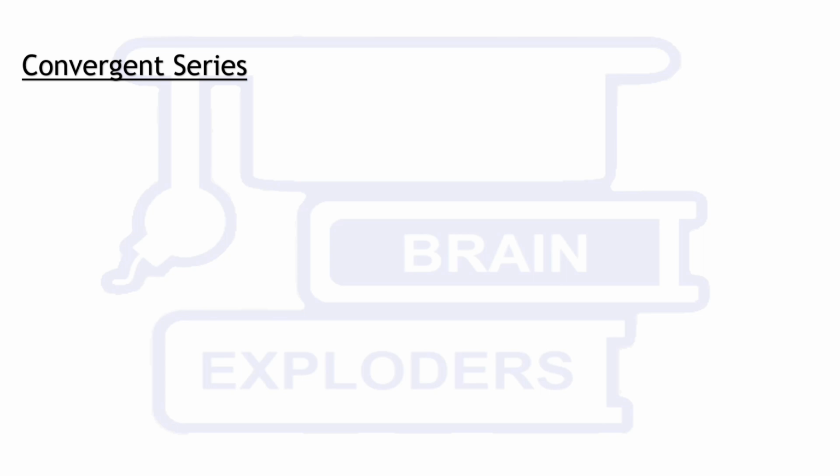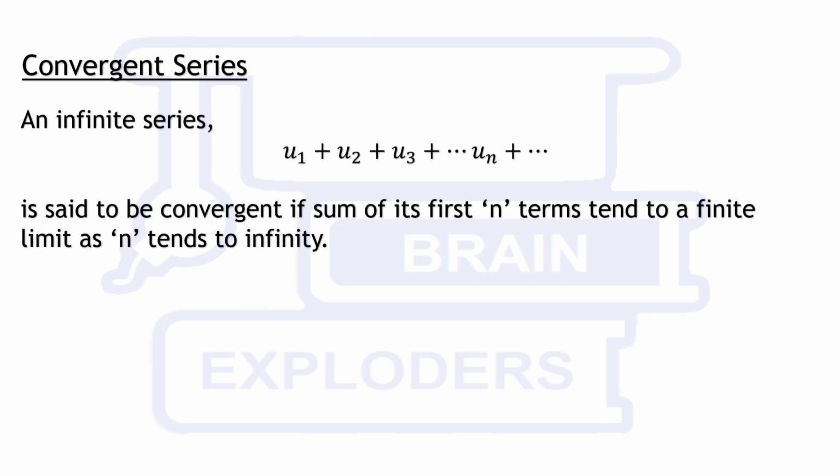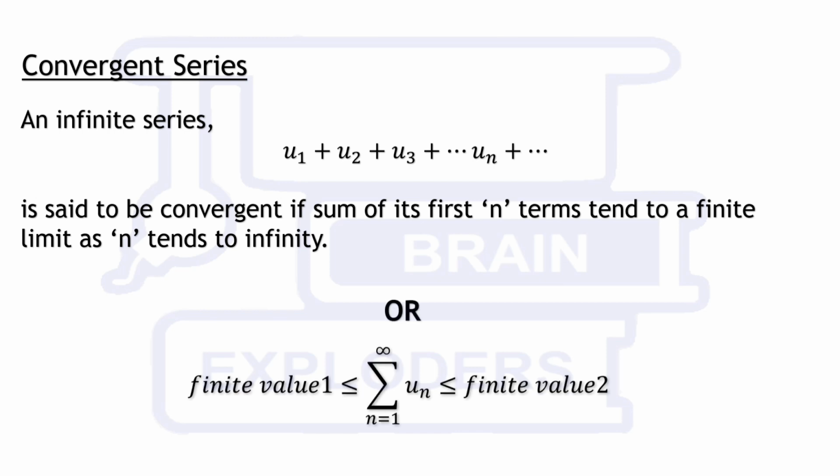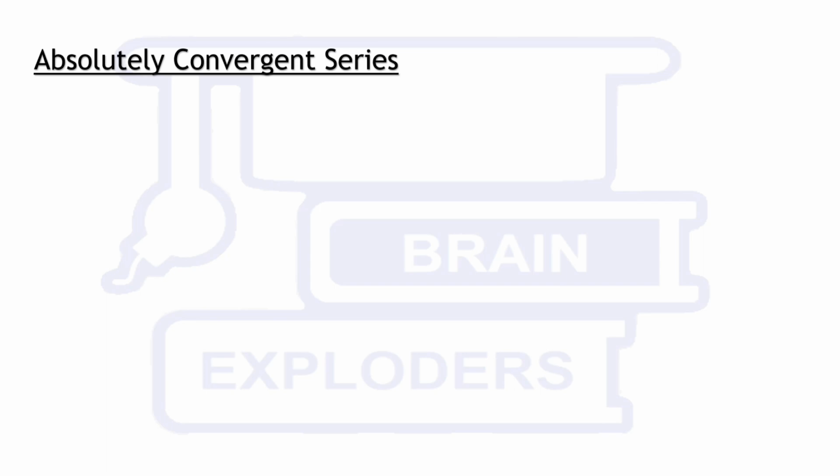Let us first see what is a convergent series. An infinite series u1 plus u2 plus u3 and so on up to infinity is said to be convergent if the sum of its first n terms tends to a finite limit as n tends to infinity. In simple words, summation n equals 1 to infinity u_n lies between two finite values, meaning it is neither tending to minus infinity nor plus infinity.